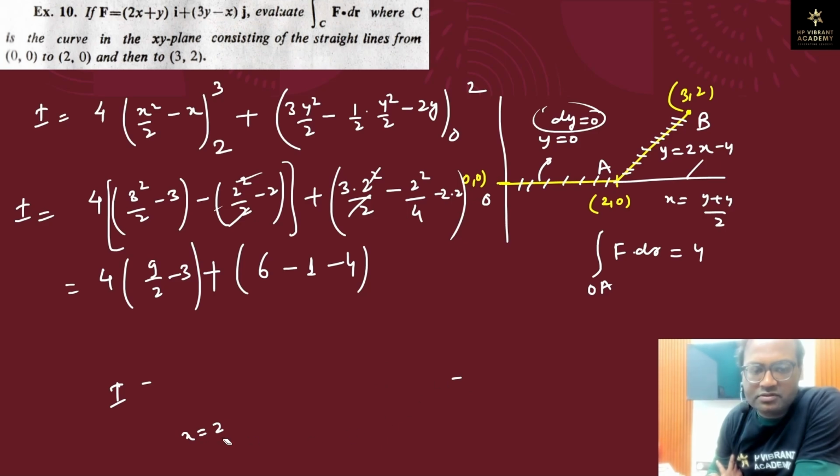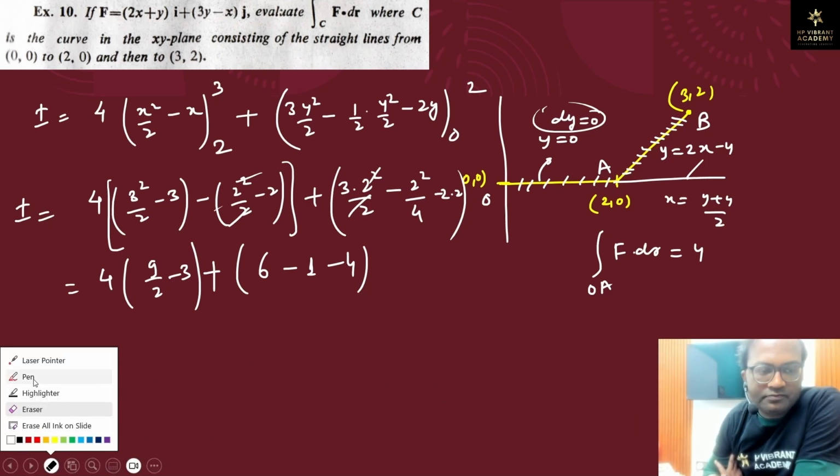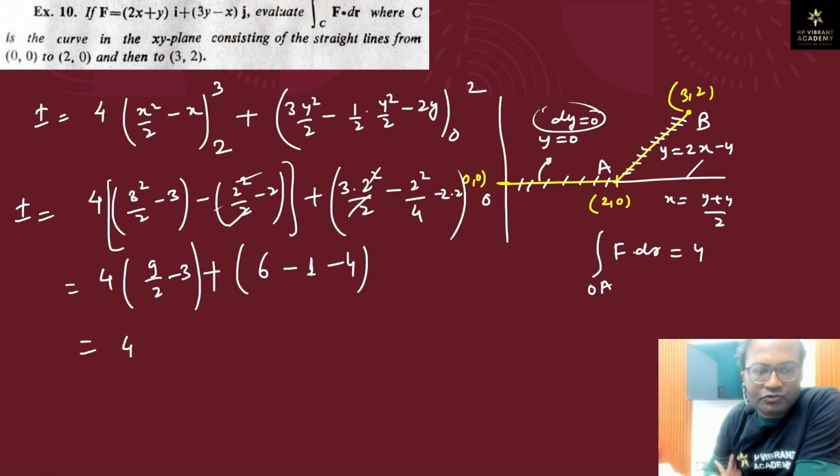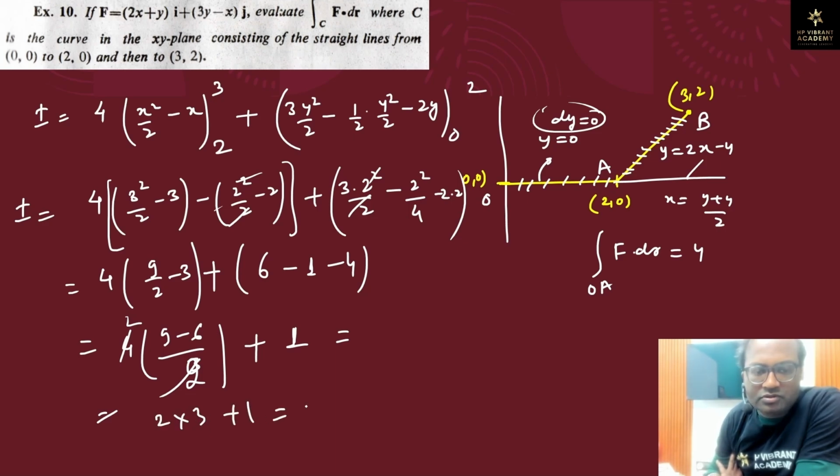6 minus 5 is 1. 4 times of 9 minus 6 upon 2, plus 1. So this gets cancelled to 2. This is 9 minus 6 is 3. 2 times of 3 plus 1. 6 plus 1 is 7.